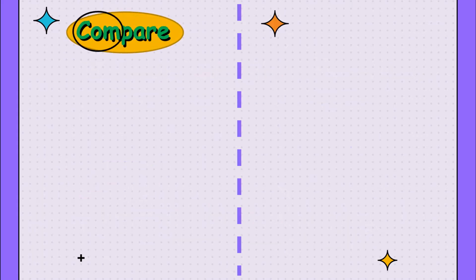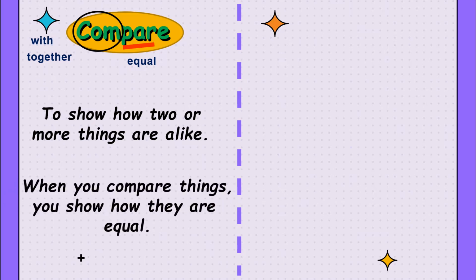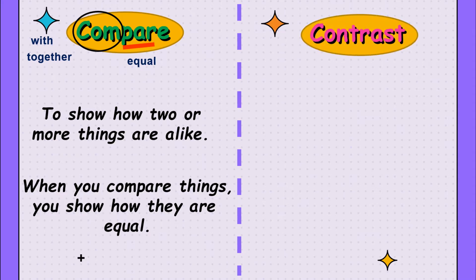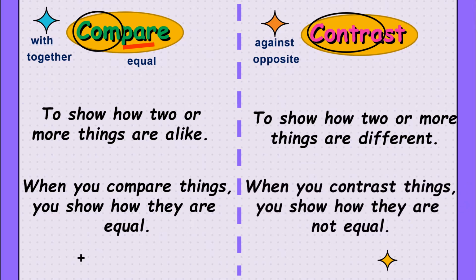Compare comes from the Latin prefix cum, which means with or together, and the root word par, which means equal. So compare is to show how two or more things are alike. When you compare things, you show how they are equal. Contrast is from the Latin word contra, which means against or opposite. So to contrast is to show how two or more things are different. When you contrast things, you show how they are not equal.